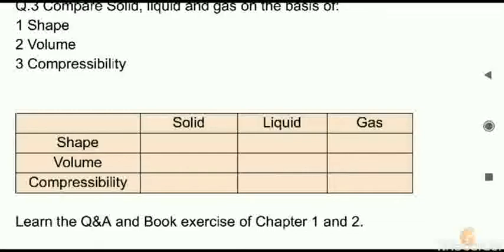Now you have to fill up here what is the shape of the solid. For example, it is fixed, so you will write fixed shape. Then what is the volume, what is the compressibility, can they be compressed or not, that you have to find out, read the chapter and write here. Similarly for liquid, whether their shape is fixed or it is changing, whatever, you find out and write about the shape, volume and compressibility of liquid. In the third column you have to write the same thing, shape, volume and compressibility for a gas.